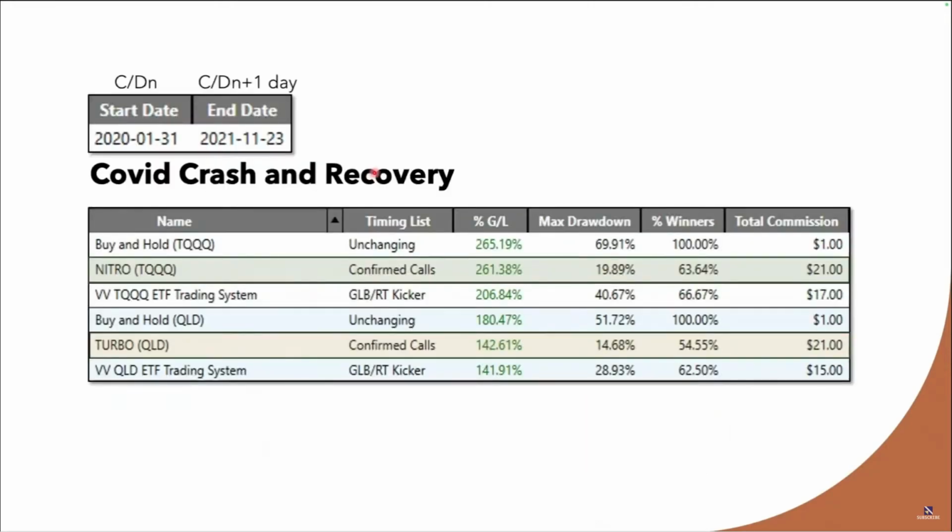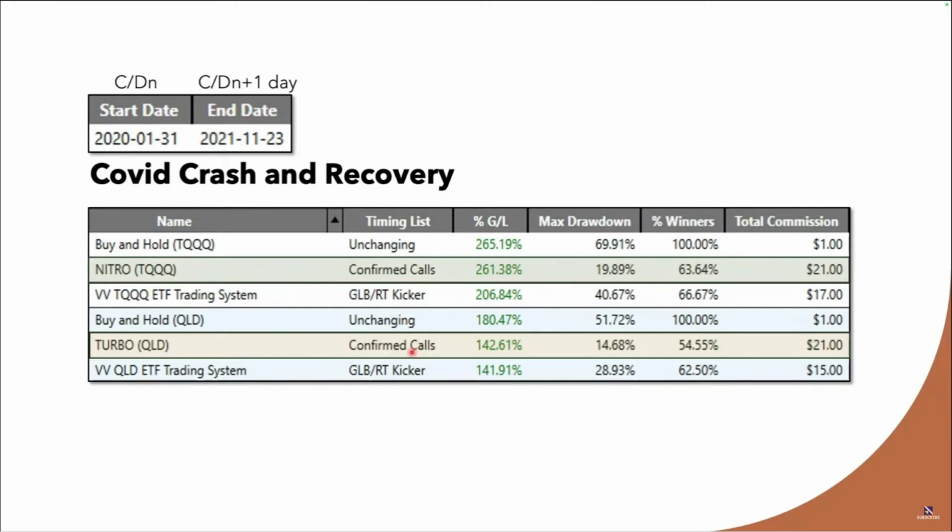So the COVID crash and recovery, this is kind of the odd thing: buy and hold for TQQQ just barely outperformed Nitro. But again, you had that 70% drawdown to get there versus about a 20% drawdown for Nitro. And then the TQQQ, if you use that with the VectorVest Green Light Buyer RT Kicker combo, it was over 200%. That's pretty good. But for some reason we got to a max drawdown of 40%.